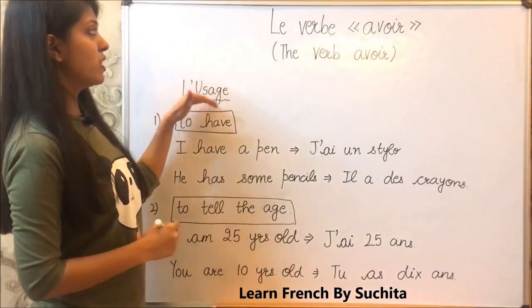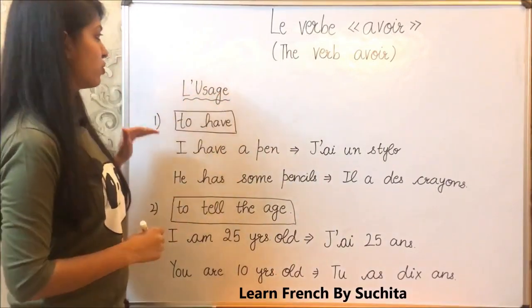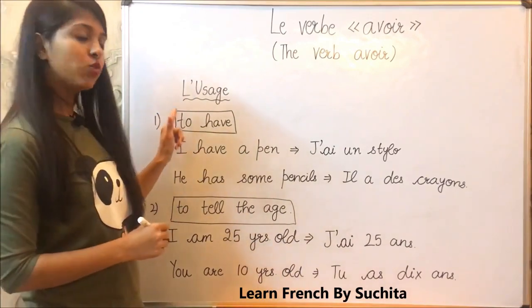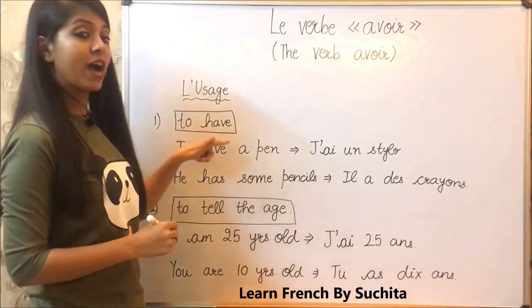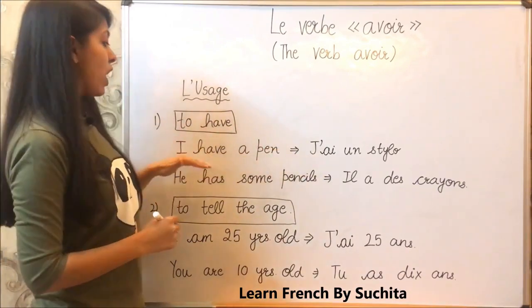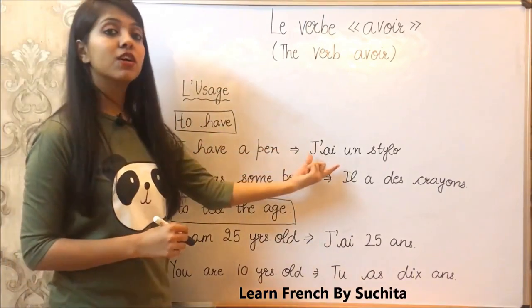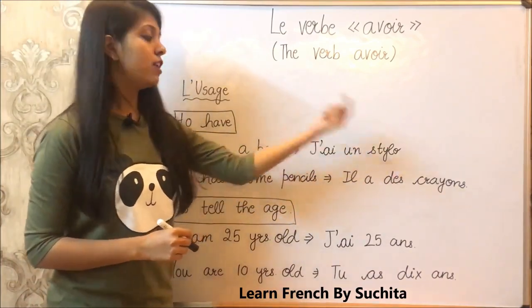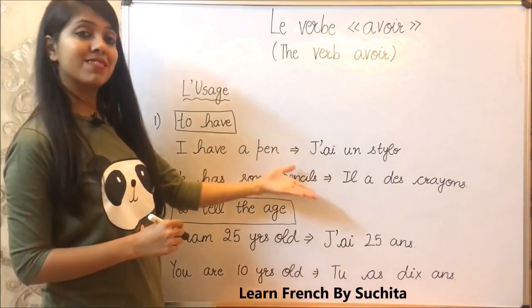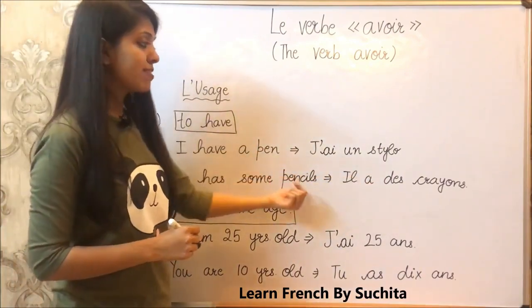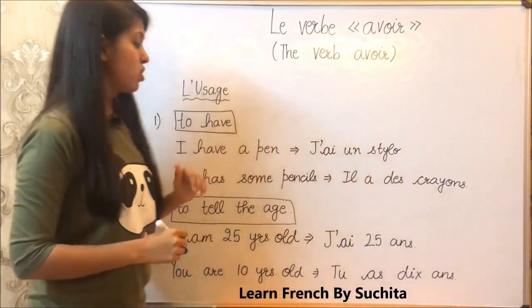Now we'll study the usage of the verb avoir. The verb avoir actually has two usages. The first one, that I already told you, is according to the meaning, which is to have. For example, if I want to say I have a pen, how do I say I have? That is j'ai, and a pen is un stylo. So j'ai un stylo. Now he has some pencils, for example. So il a des crayons.